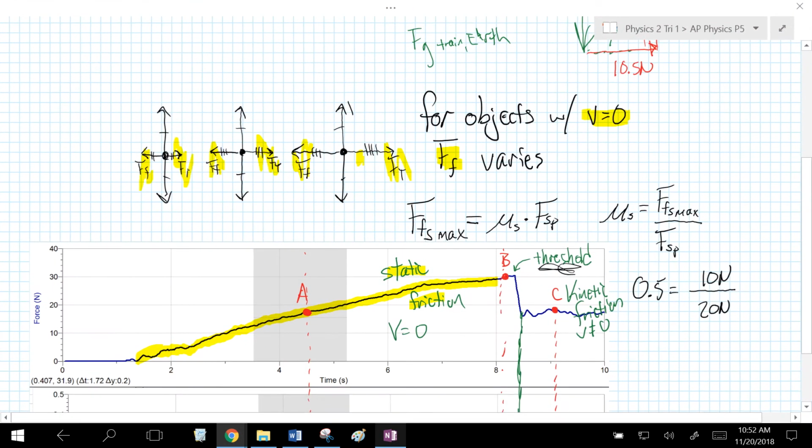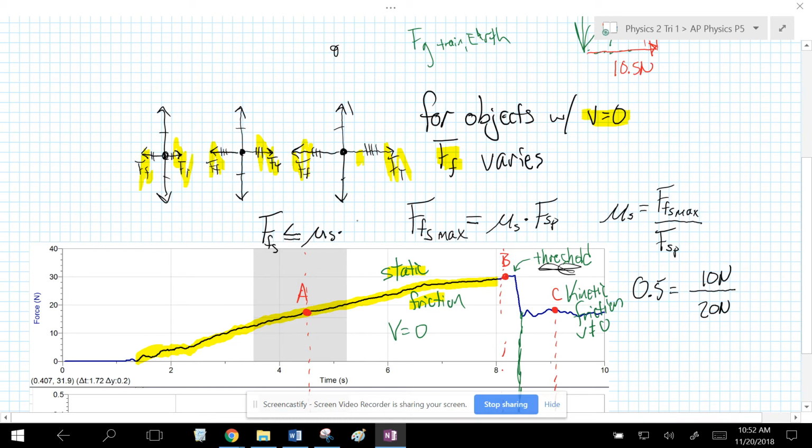So this is FFS max. You'll commonly see this written as FFS is less than or equal to mu S times FSP. And that's because, again, this is a variable amount of friction. You'll use the force addition diagram, the HBD, LARD, or CAT, in order to figure out how much friction you need to keep this thing from going into motion. You can calculate it this way: FFS is less than or equal to mu S times FSP.